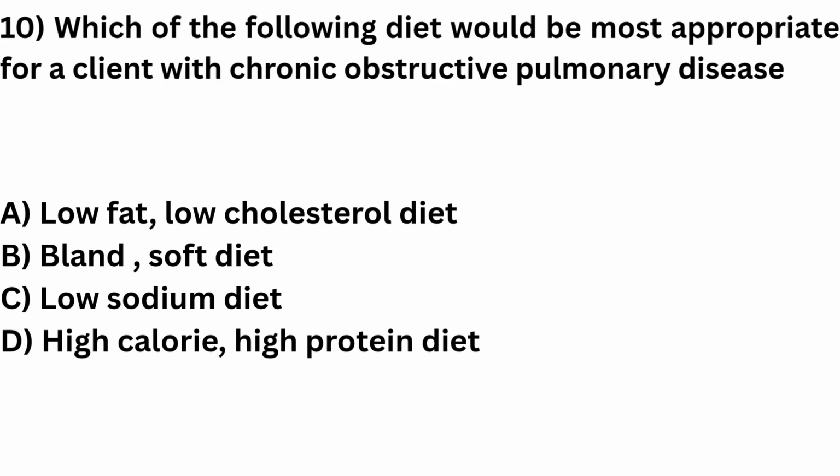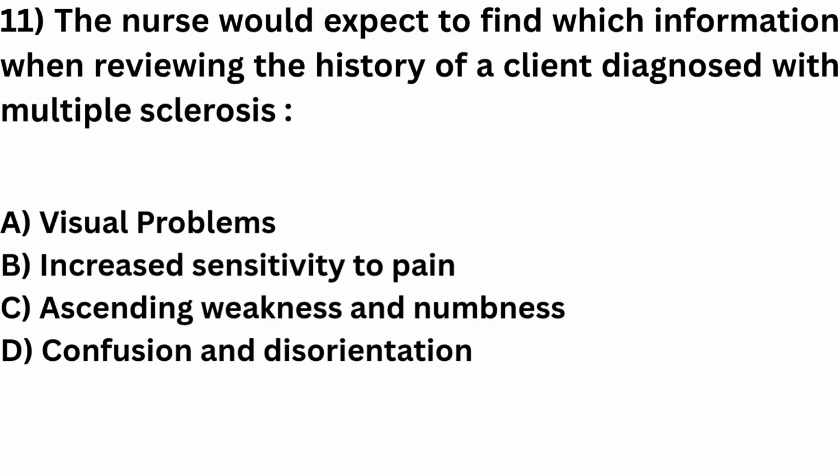10. Which of the following diet would be most appropriate for a client with chronic obstructive pulmonary disease? A. Low-fat, low-cholesterol diet. B. Bland, soft diet. C. Low-sodium diet. D. High-calorie, high-protein diet. 11. The nurse would expect to find which information when reviewing the history of a client diagnosed with multiple sclerosis? A. Visual problems. B. Increased sensitivity to pain. C. Ascending weakness and numbness. D. Confusion and disorientation.